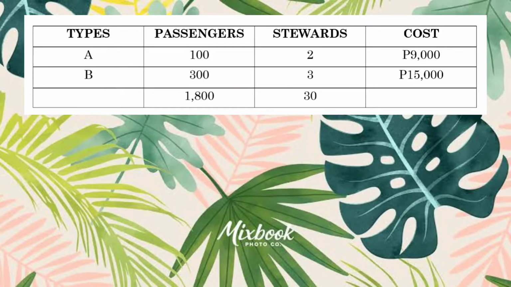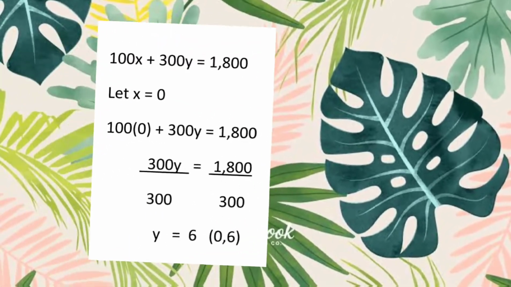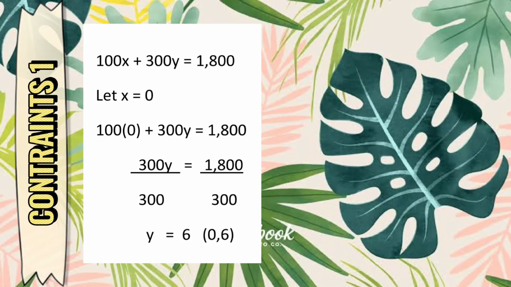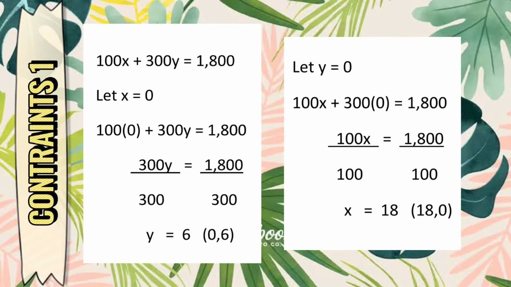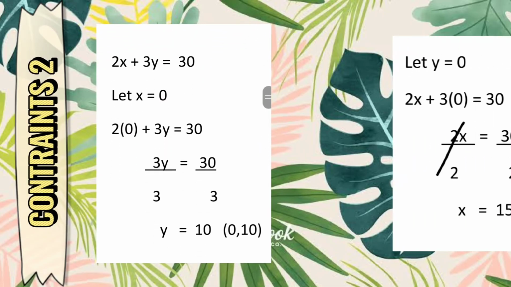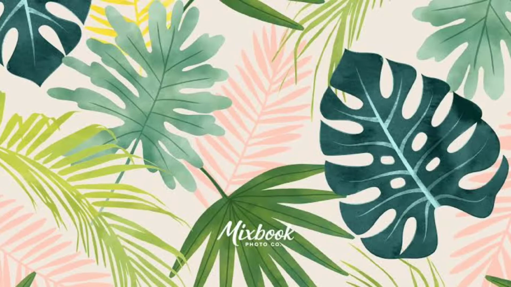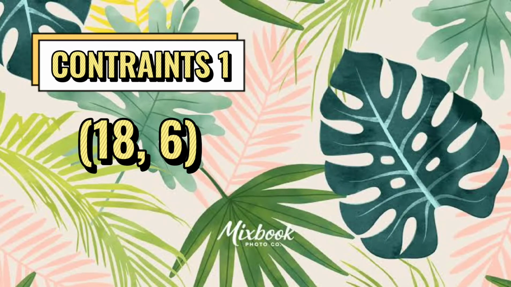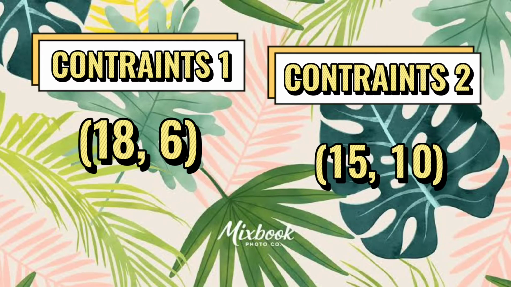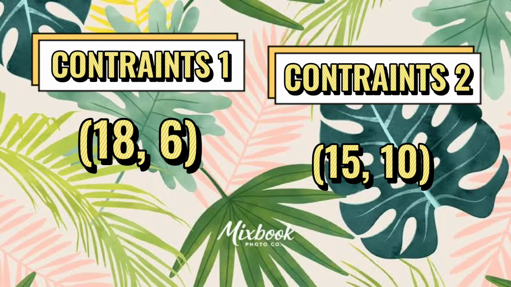Next, we need to plot the constraints of the linear programming problem on the graph. Here's constraint 1, Type A. We need to use the intercept rules. Let x equal 0 so that we can get the y-intercept, and on the other side, let y equal 0 so that we can get the x-intercept. And here is the second constraint. We again use the intercept rule: let x equal 0 and let y equal 0. Now, for constraint 1, we get y equal to 6 and x equal to 18. For constraint 2, we have y equal to 10 and x equal to 15.